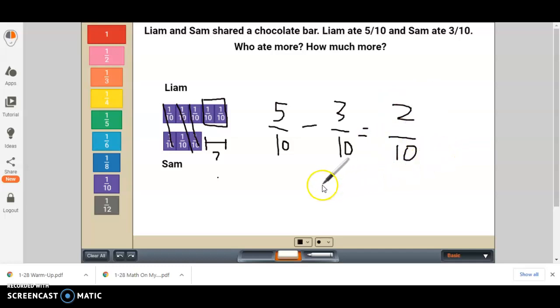And we can understand this, right? We have 5/10. When we take away 3 from 5, we have 2. And we did not change the size of these fractions. We didn't change how many pieces make a whole chocolate bar. It stays at 10 pieces make a whole chocolate bar. So our denominator stays the same. We're only taking away the numerator. Excellent.